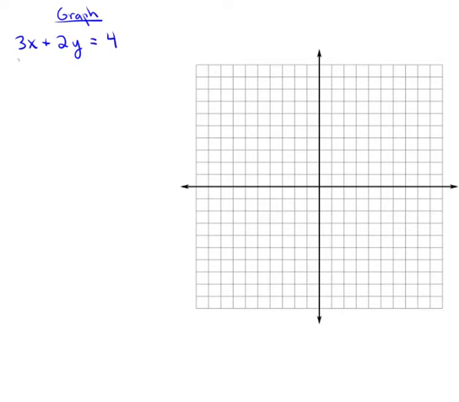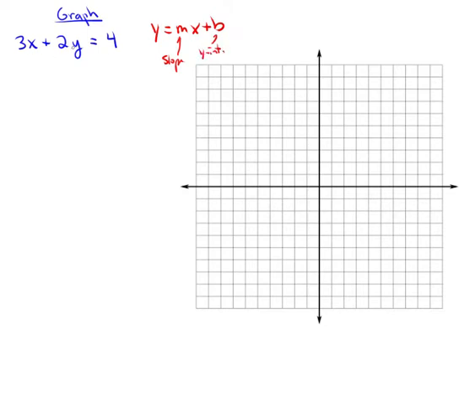We'll be graphing 3x plus 2y equals 4. For these notes, you will need a piece of graph paper and a ruler with your pencil. One way we've learned how to graph is to use y equals mx plus b, where the m is our slope and b is our y-intercept.